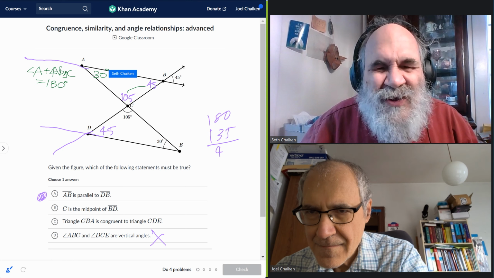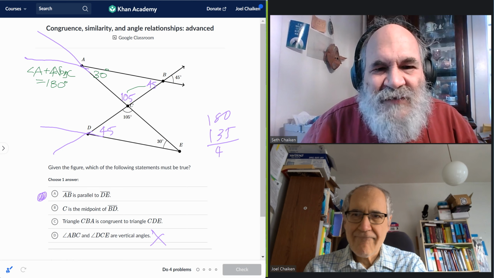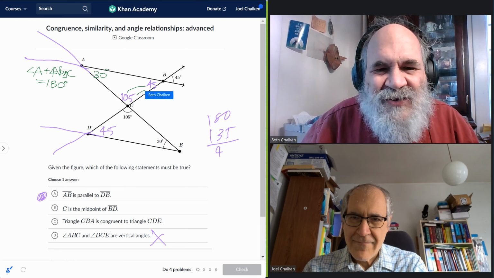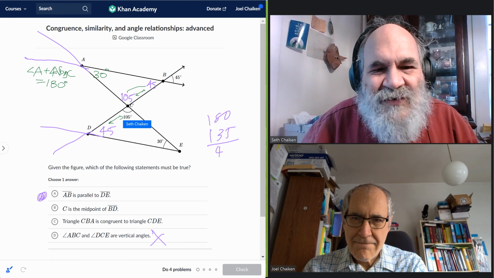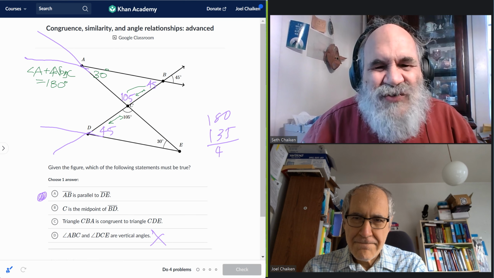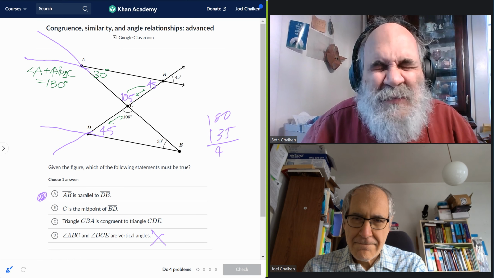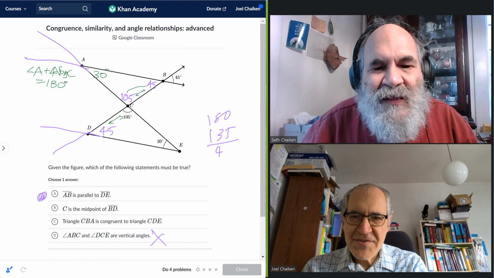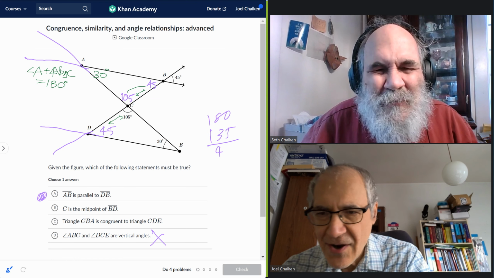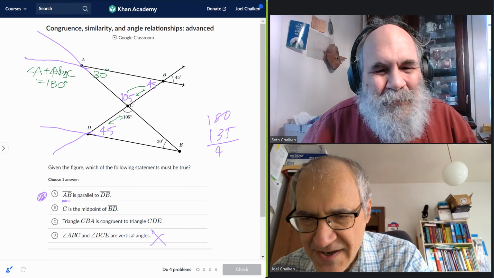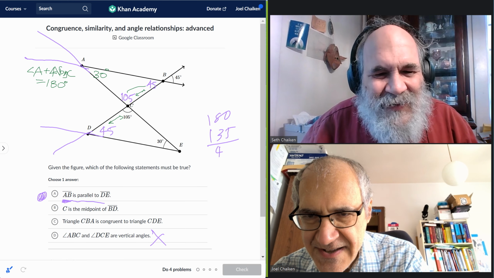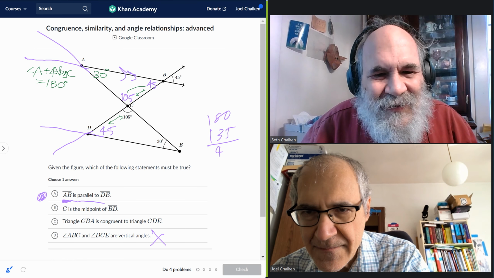And then notice there's a 45 here. These two angles are 45 and 105. These two angles are also 45 and 105. So the two triangles are similar. That's not one of the choices, but they are giving us the choice to say that these two lines are parallel.